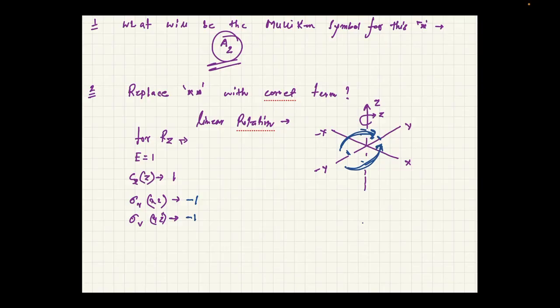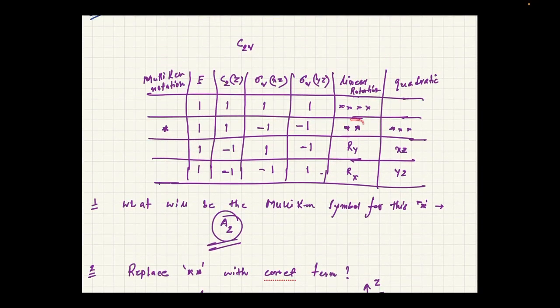So the double star here, what will be the answer? The characters are 1 1 -1 -1, so the same characters appear on the Rz basis. So the answer will be Rz here.